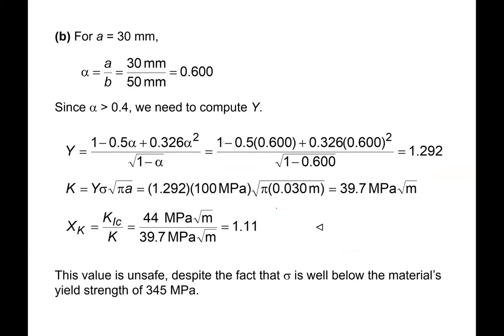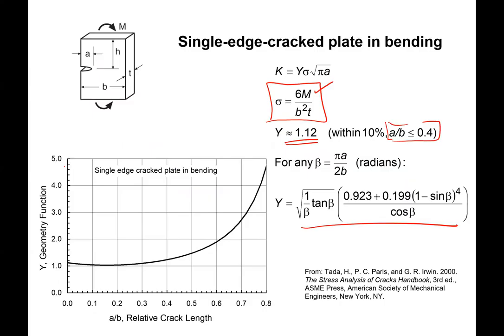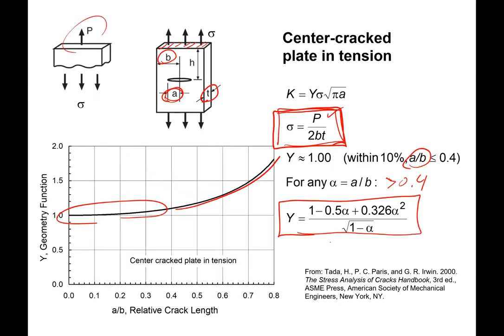So if we go through this again now for the case of A equals 30 millimeters, again, we'll find the ratio A over B. We get 0.6. Now this is greater than the 0.4 ratio, so we can't use the value of 1 for Y. So we'll go ahead and use this equation here for Y. Let's go back and check. Right, so we're looking at this equation.